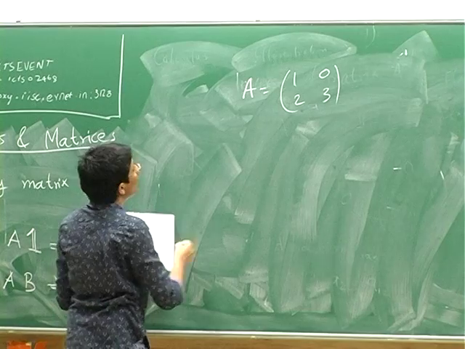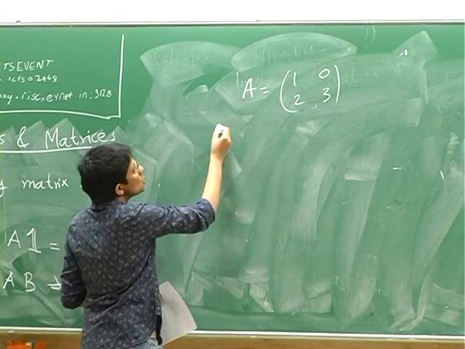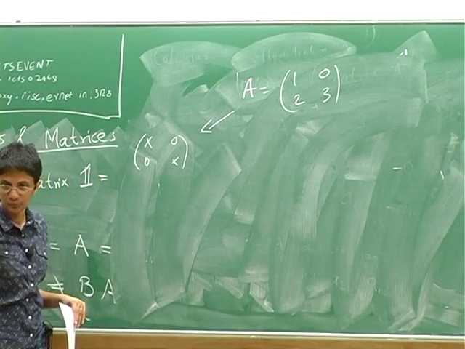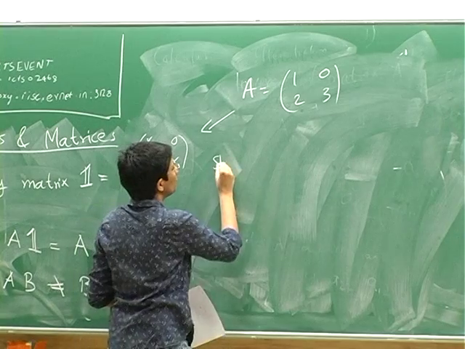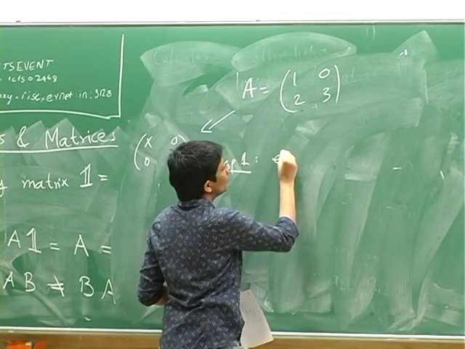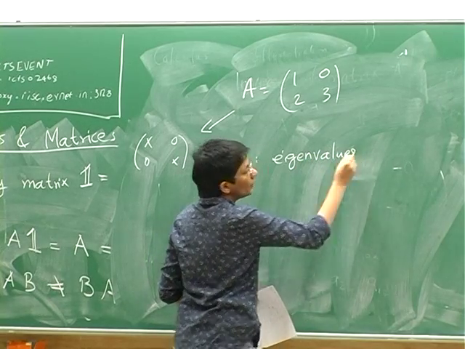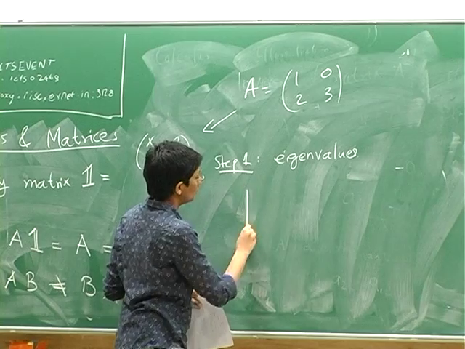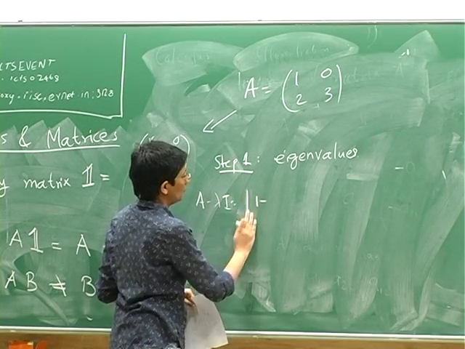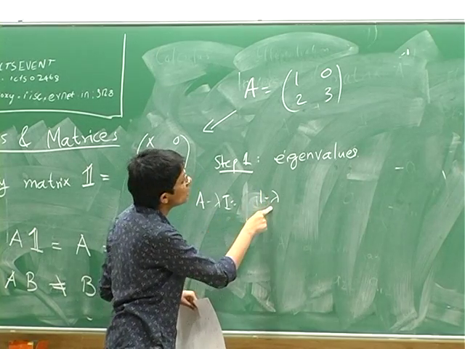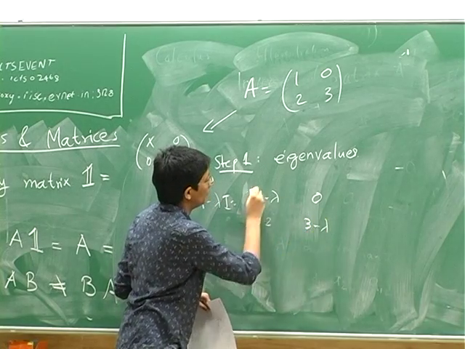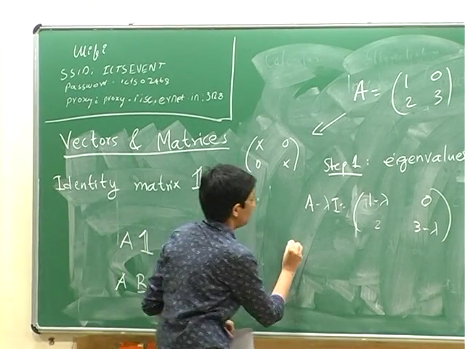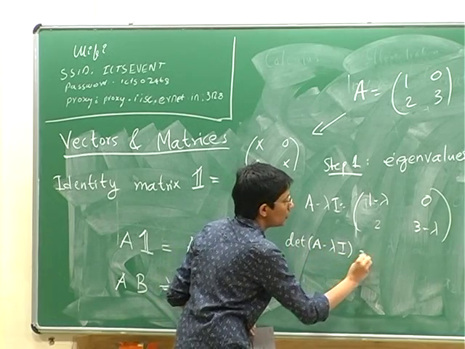So I have this matrix A. I want to write it such that it reduces to a form like this. That's my goal. These are the operations involved. The first step is to find what are known as eigenvalues. What you do is consider a new matrix, A minus lambda I, where I is the identity matrix. So this is 1 minus lambda, 0, 2, 3 minus lambda. Consider this matrix, lambda times the identity matrix subtracted, and find its determinant and put it equal to 0.